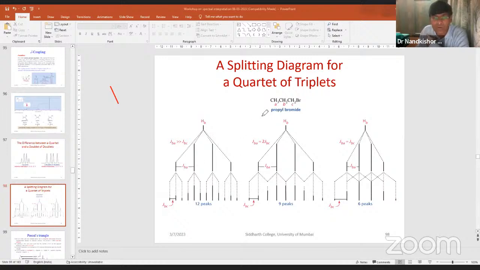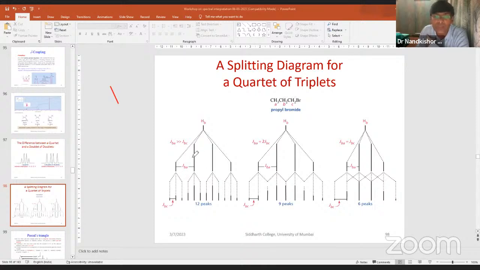Four lines, that is a quartet. First, this CH2 will couple with the CH3, so you'll get a quartet, that is the four lines. So this is your J. This value will be the same for all. What I said is that this coupling constant is very high as compared to when this couples into this CH2.